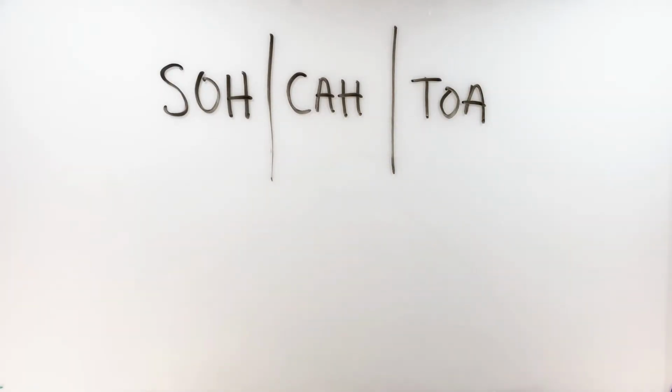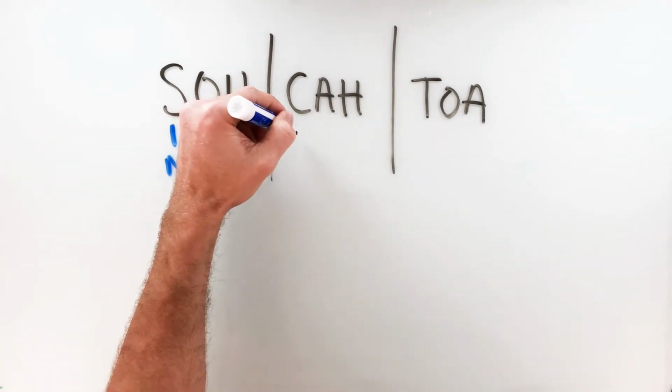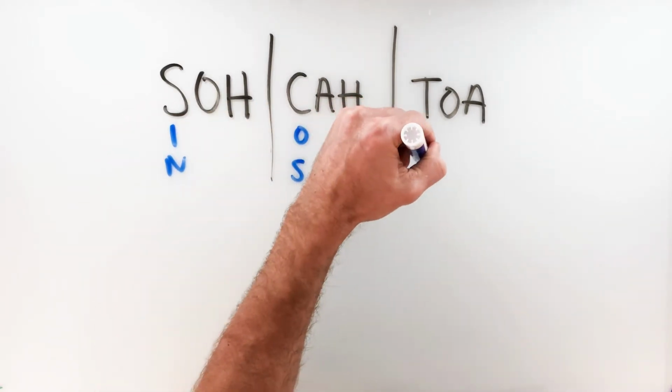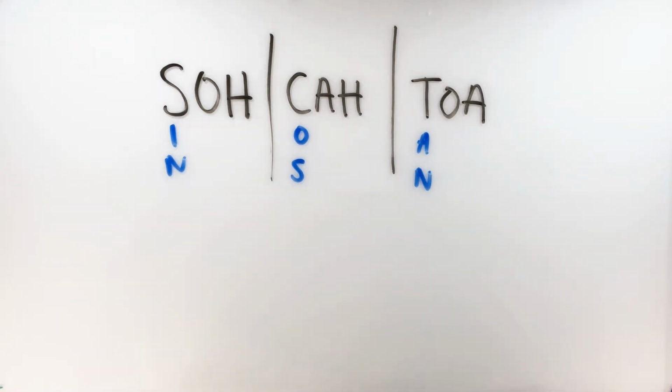Okay, kind of a weird little phrase here, but this is an easy way to remember what ratios you can use for each of these trig functions. So SOH CAH TOA. S in this case stands for sine, C here stands for cosine, and T stands for tangent. So we've got the three ratios: sine, cosine, and tangent.